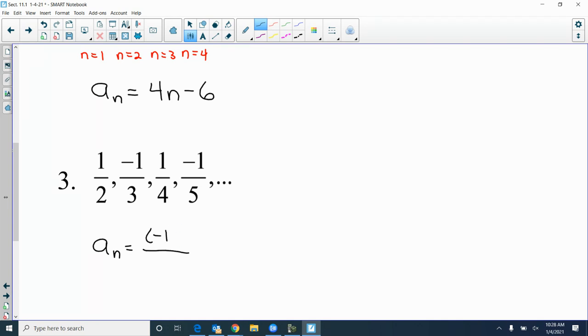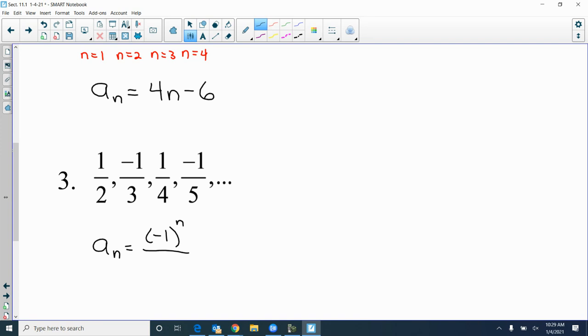I said if it alternates signs, you're going to have that -1 to the n power. But why is this not entirely right? Because when n equals 1, is it going to be positive or negative? It's going to be negative, and we want it to be positive. And I'll show you how to fix that here in a second.